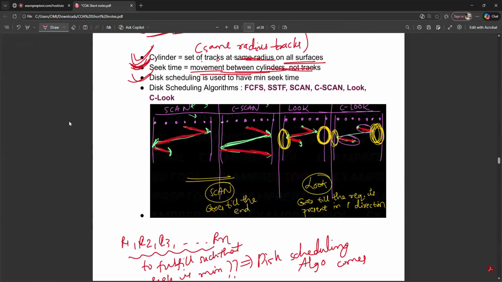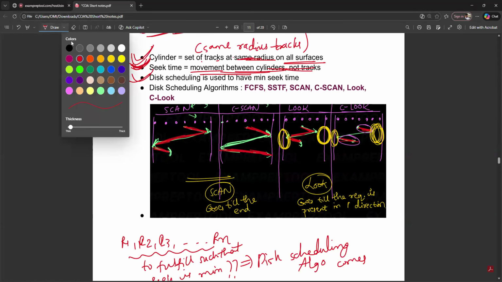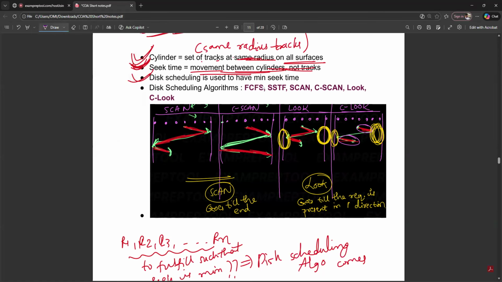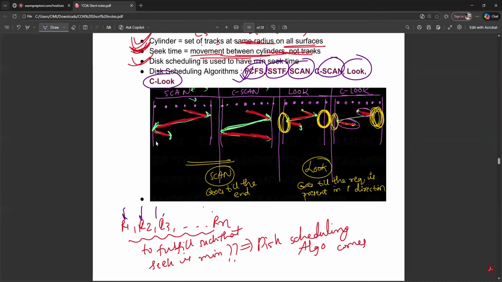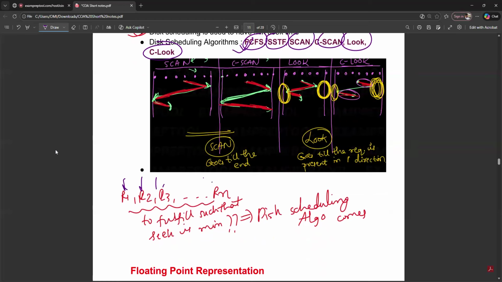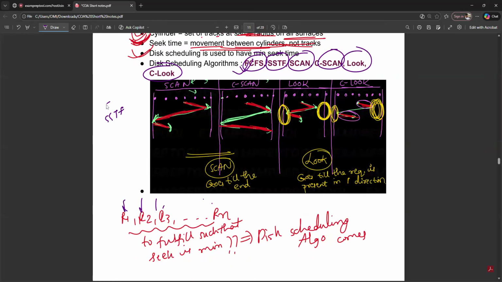So these are the different disk scheduling algorithms: FCFS, first come first serve, shortest seek time first, SCAN, C-SCAN, LOOK, and C-LOOK. FCFS, you know, the first request is fulfilled first. What is SSTF? SSTF is shortest seek time first. What does it mean?